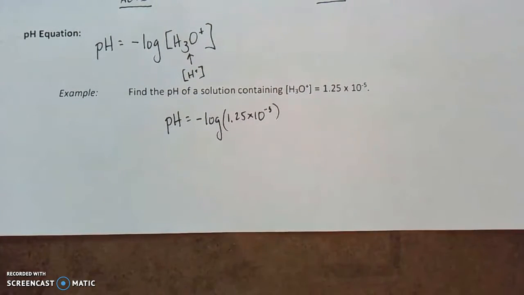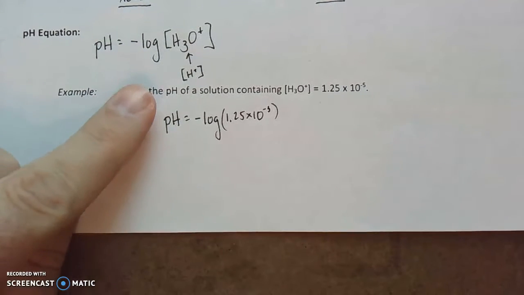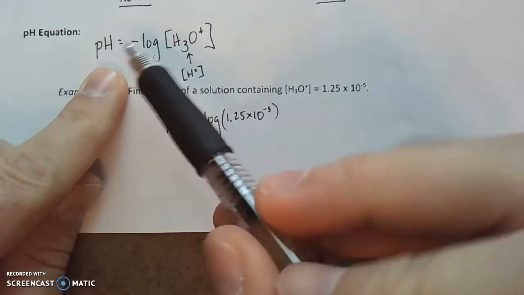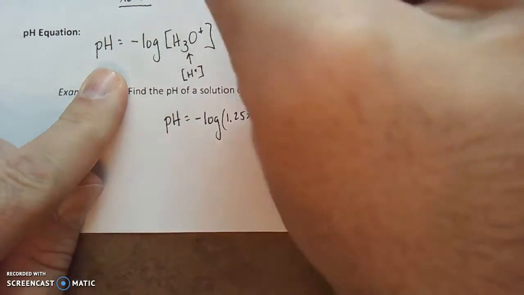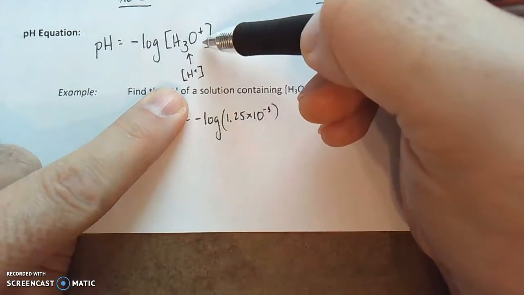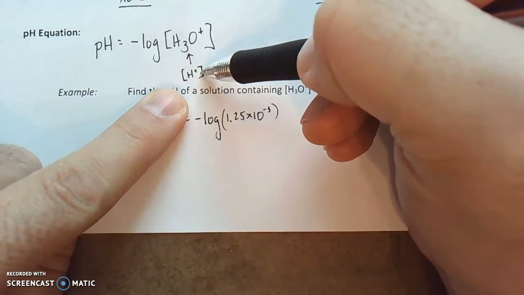This is video 2 for lesson 3 in unit 8 of Chemistry 2. So in the last video we talked about what pH is, and we said it was a measure of our hydronium ion concentration. Now we're going to use this equation. pH is equal to the negative log of the concentration of H3O+. And remember that H3O+ is the same thing as H+.